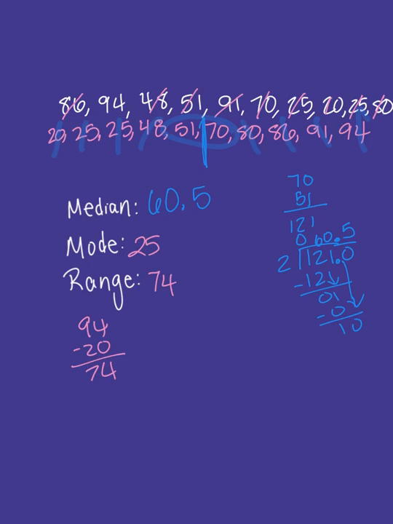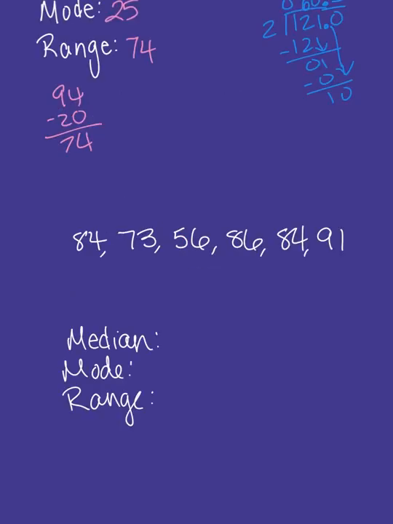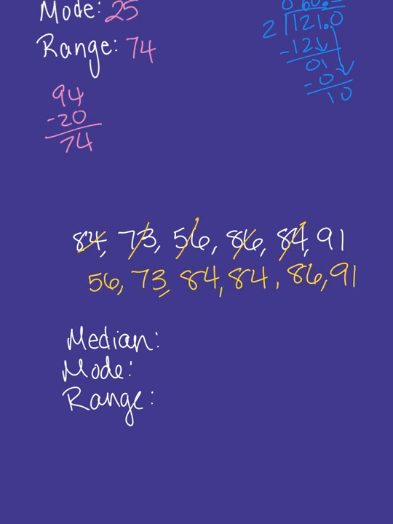Okay, let's do another one. All right, let's start this. Oh, wait, I forgot to do something. Let me go back and do that. Be right back. All right, that's better. Okay, my range, easy to do. 91 minus 56. All right, 91 minus 56 would be 35.